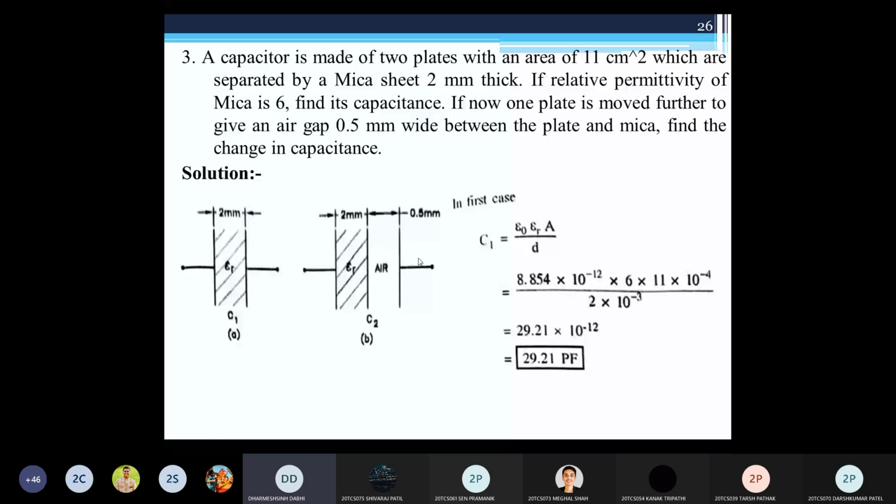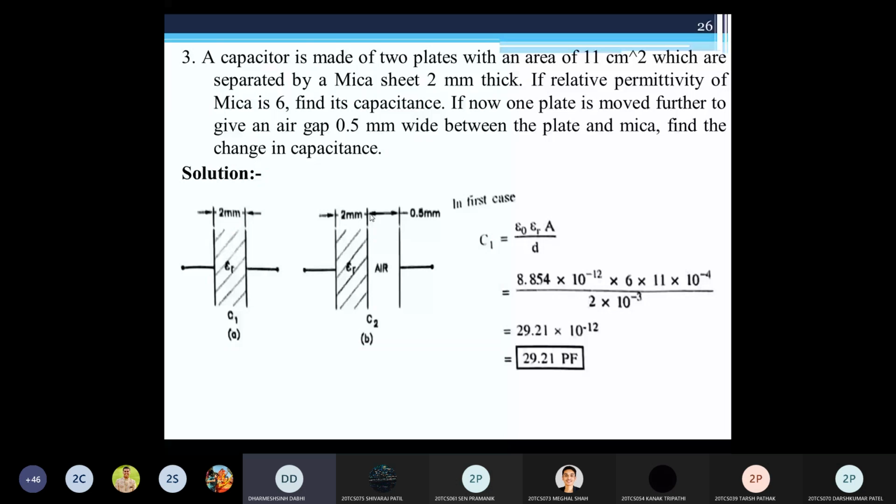What equation do you use? Sir, epsilon naught A divided by D1 upon epsilon naught R1 plus D2 upon epsilon naught R2. Yes, very good, very good. So use this equation and find out the value of C2.